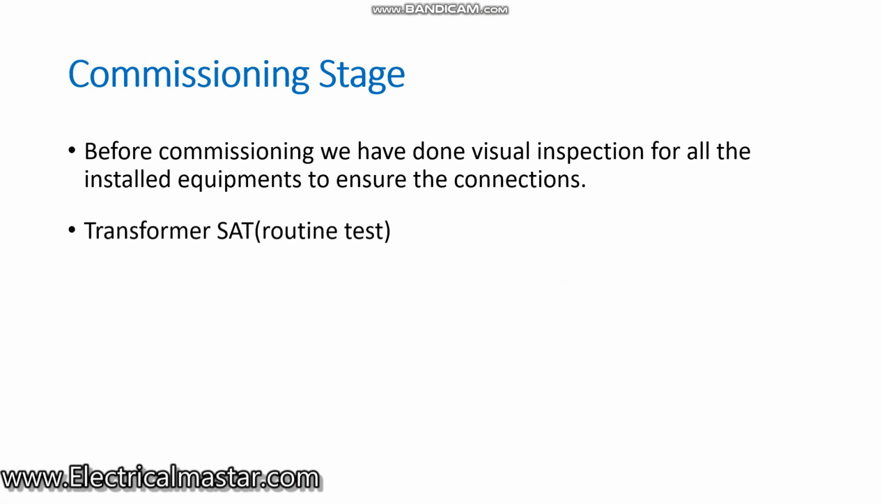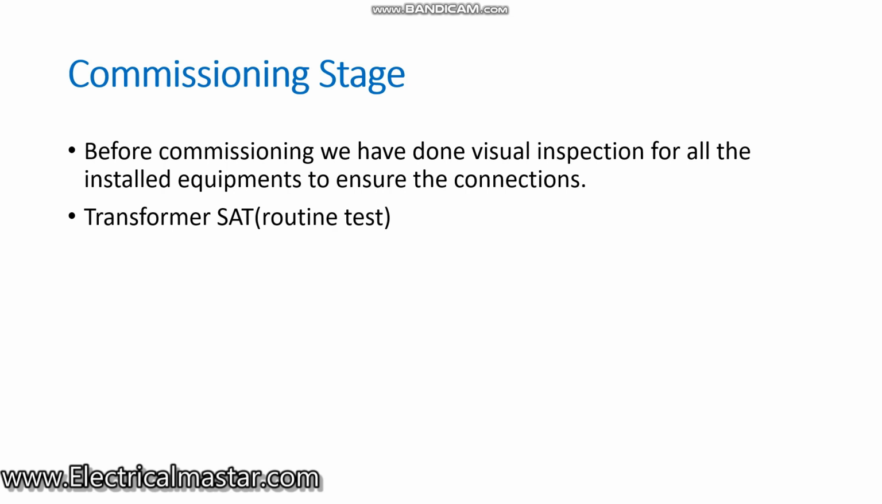Next in the commissioning stage, first I start with the transformer. The transformer SAT test we will do at the site. At that time we follow only the routine tests. You know, a transformer has three types of tests: the special test, the routine test and some other tests, but in the SAT at the site we mostly do the routine test. If you want to know more about the transformer SAT and those tests, you can check out my other video on the transformer SAT or transformer commissioning.